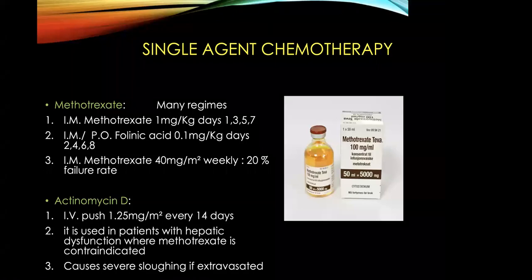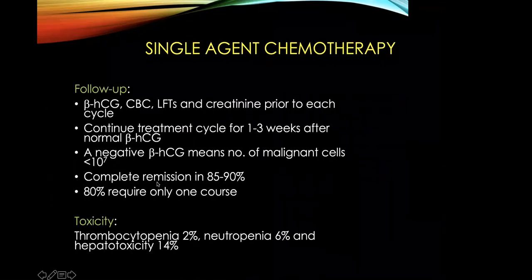You have to give actinomycin. So it is very important that those patients with hepatic dysfunctions or where methotrexate is contraindicated, actinomycin is another choice. However, it causes severe sloughing if extravasated. And then follow up of the single agent chemotherapy is simple.